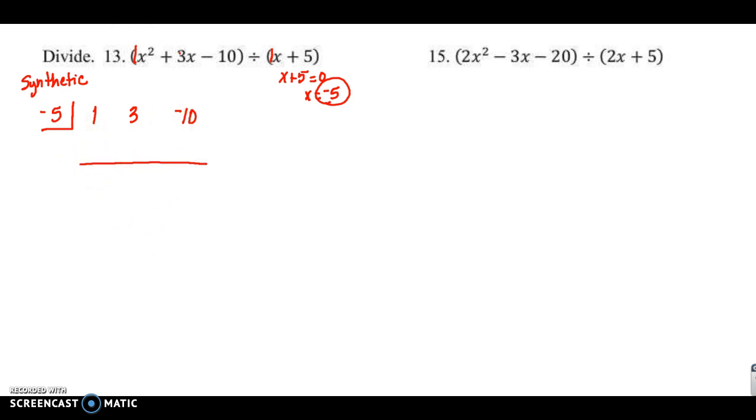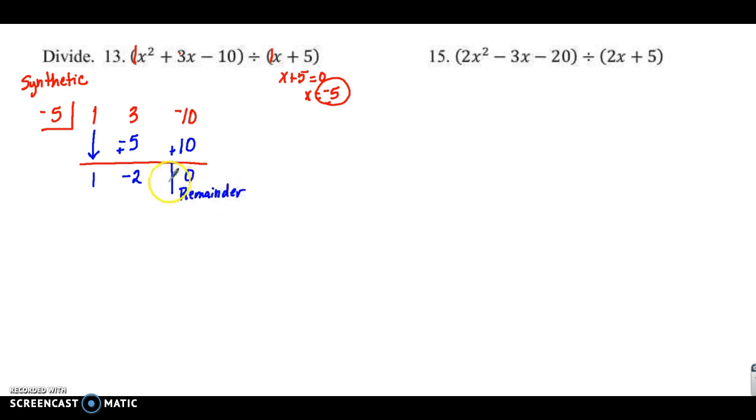I'm going to leave myself some space so that I can do some work, and I'm going to draw a line. Now when we work these, remember we take the first number and we bring it straight down. When I bring it straight down, I have a 1, and then it's just going to make a circle. 1 times negative 5 gives me negative 5. I add down my columns. 3 plus negative 5 gives me negative 2. That's one cycle. Now I do it again. Negative 2 times negative 5 gives me a positive 10. When I add down my column, negative 10 plus 10 gives me 0. The last number is always our remainder.